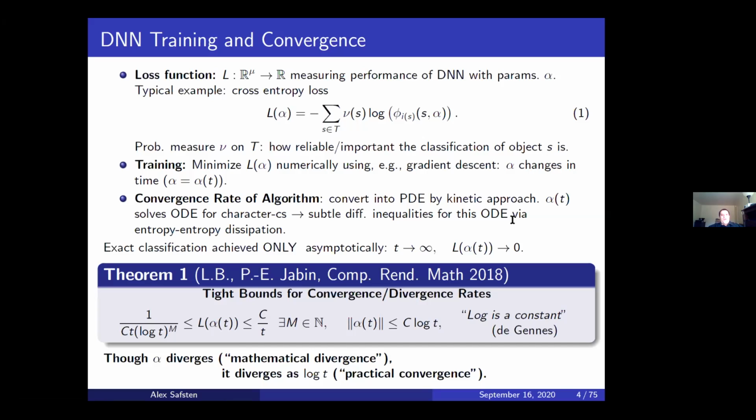So it's possible that alpha of t diverges. However, it only diverges as log of t. So it diverges very slowly, and for practical purposes, it converges. A famous quote by De Gennes: "Logarithm is a constant."